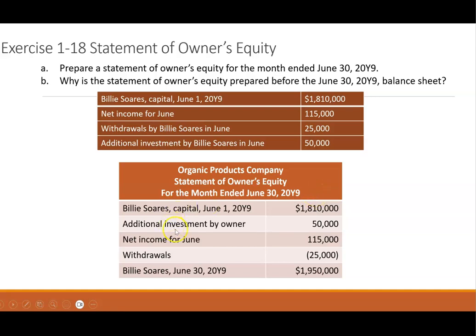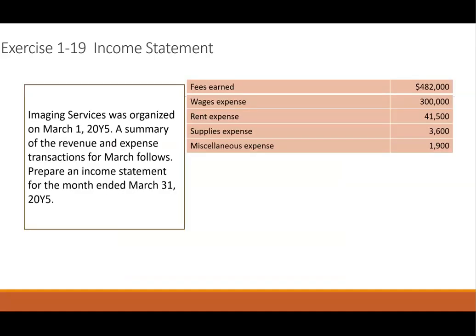So we start with the beginning balance, which is $1,810,000. We add additional investments. We add the net income. And we subtract the withdrawals to come up with the ending balance. That ending balance then is going to go on the balance sheet as of June 30th, 2029.